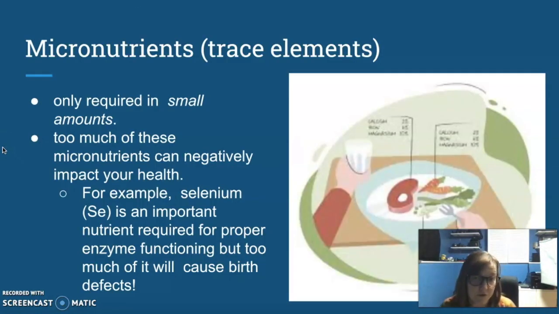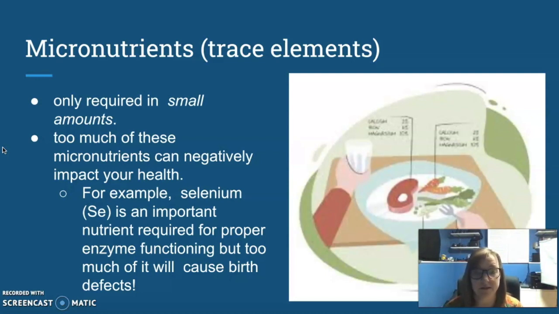Okay, so our micronutrients are trace elements we only need in small amounts. If we have too much of these, we can actually negatively impact our health. This is what you guys did in your assignment last week. So it's kind of that Goldilocks syndrome where you can have too much, you can have too little, or you have the right amount. And so the right amount is super important for our body.